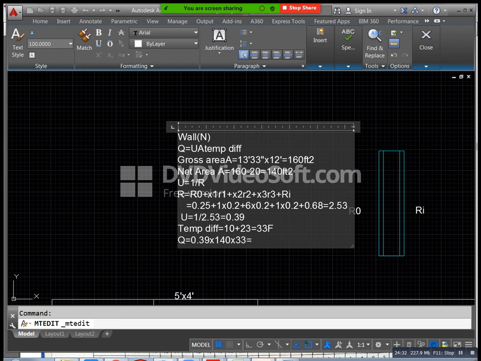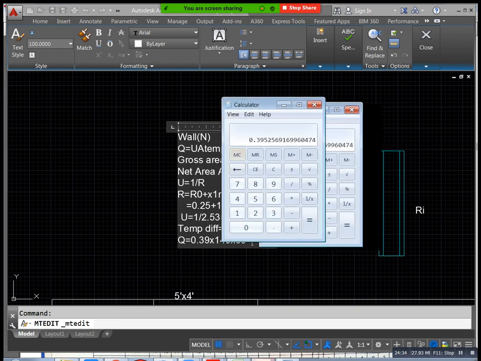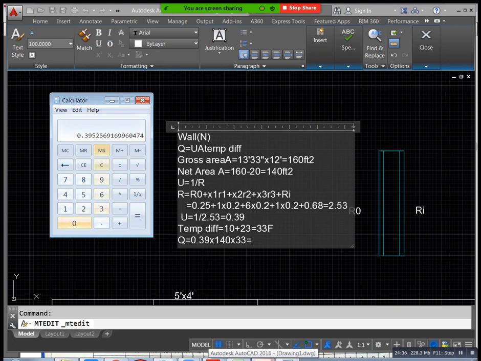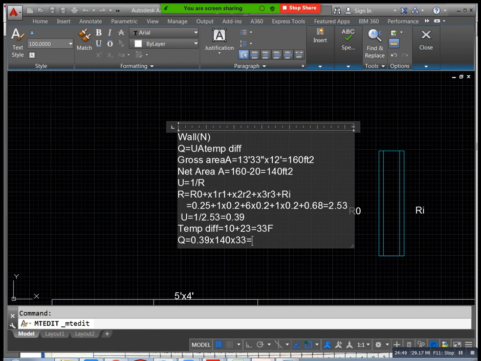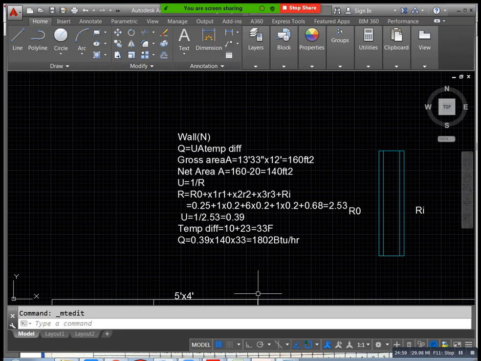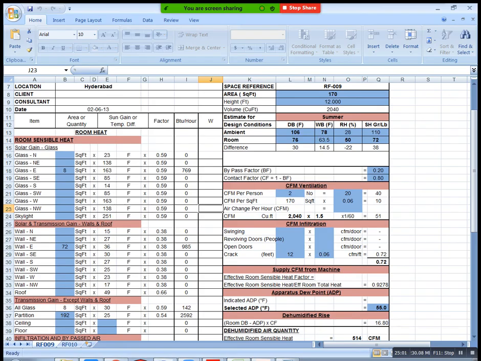See, heat flow rate. First, our heat flow rate Q is equal to U A delta T. This is our Q, this is our U A delta T. You can remember. Now we completed one wall, the north side wall. You need to mention the same data here also. After completion of this, we can go for the west side. Copy this one, place it here, and calculate for west.